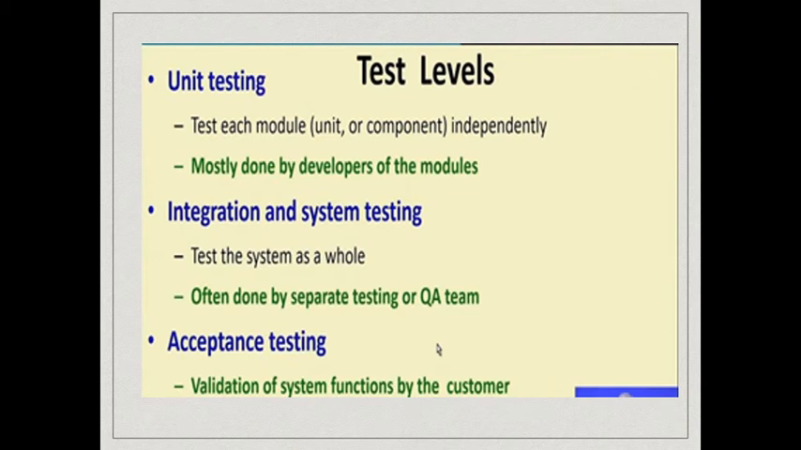In unit testing, each module unit, that is a function or a component, is independently tested, mostly by the developers of the module, whereas integration and system testing are done by the testing or quality assurance team, and acceptance testing is validation testing done by the end customer.